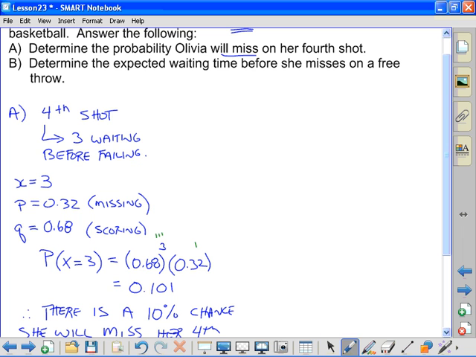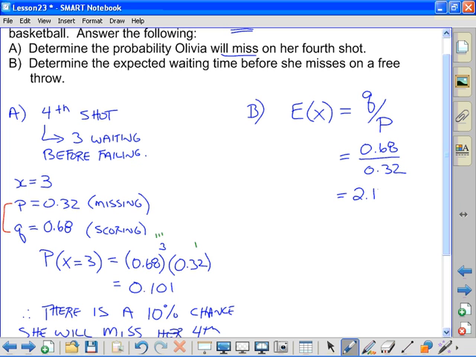B part. Determine the expected waiting time before she misses on a free throw. So if she's at the line, expected value for geometric is q divided by p. We've already done the tough work, and like I said, the challenging part is identifying p and q. We've already done that work, we just need to plug it into our equation. So again, 68% chance of failure, and failure for us is her making it. So I guess we're looking at it from the opposing team point of view. And when we calculate that, 0.68 divided by 0.32, we get 2.125. Can you have part of a shot?